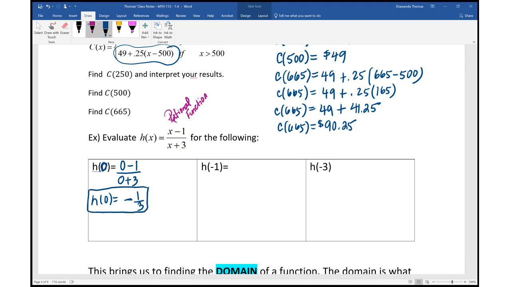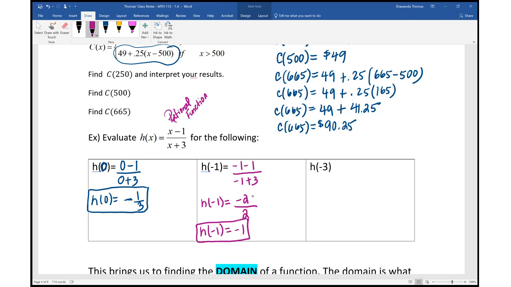Next, we have h of -1. Therefore, we have -1 minus 1 over -1 plus 3. H of -1 equals -1 minus 1 is -2, divided by -1 plus 3 is +2. That can be simplified. -2 divided by 2 is -1.